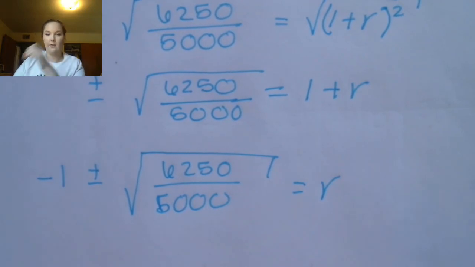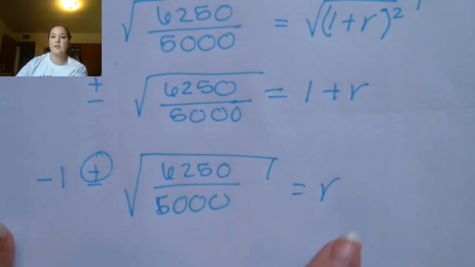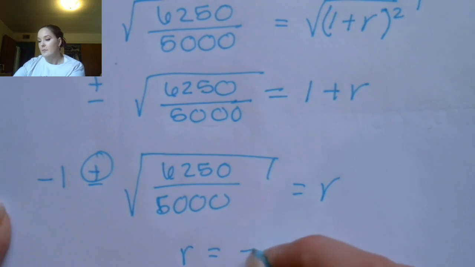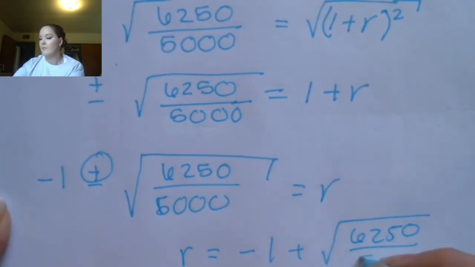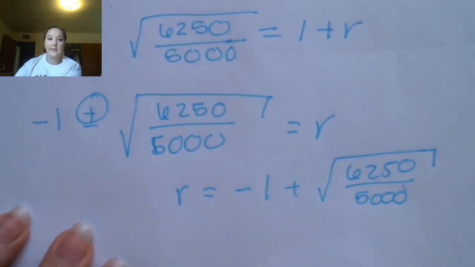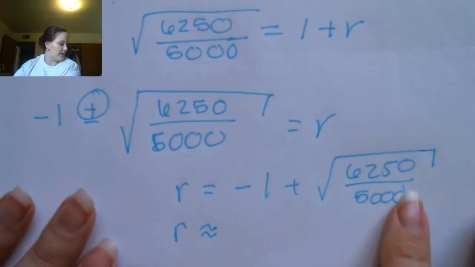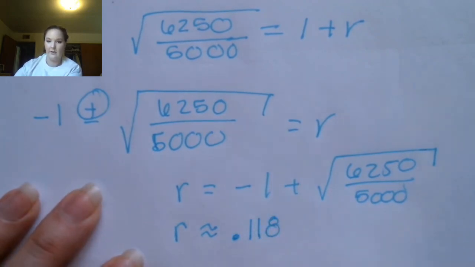Again, I'm going to choose the positive value because your interest rate is a positive percentage, right? They're not taking money away from your investment. So we're going to choose the positive value. I'm going to go ahead and get the estimated value from my calculator. When I plug this into my calculator, I get something that rounds to 0.118.